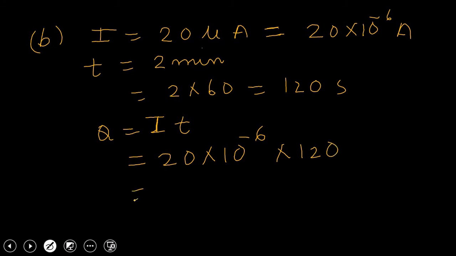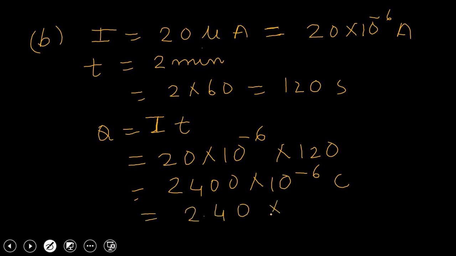So we will get the answer 2400 into 10 to the power minus 6 coulomb. On further simplification, we will get 2.40 into 10 to the power minus 3 coulomb. So this is our answer. In next question, current is 6 milliampere. So I am writing here I is equal to 6 milliampere.